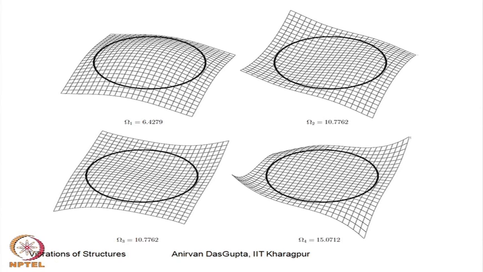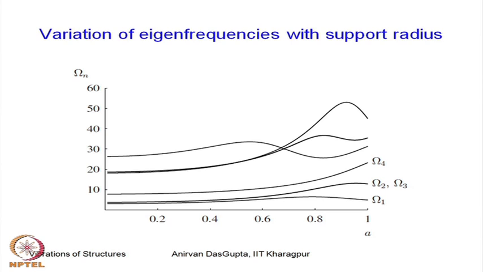Now, it may be of interest to see what happens when we vary A. This figure shows the variation of the first few non-dimensional circular eigenfrequencies with A. This is the fundamental frequency of the plate with variation of A. You can see that the maximum occurs somewhere here.